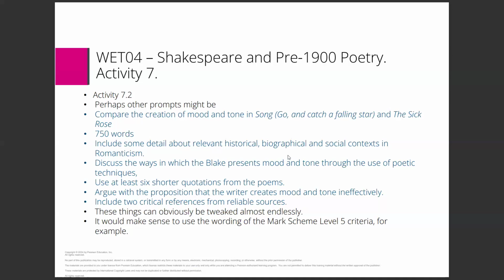But they may want to do some work around their poems. So say, for example, they'd chosen to look at Song and then working with another poet, looking at The Sick Rose. You could set them a limit of 750 words. You could ask them to include or find relevant historical, biographical, and social contexts. You could ask them to have a look at Blake in terms of mood and tone, although like looking at Donne, it could be too general a steer and could give them a less useful response.